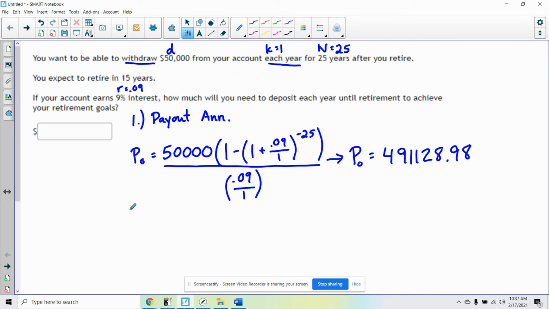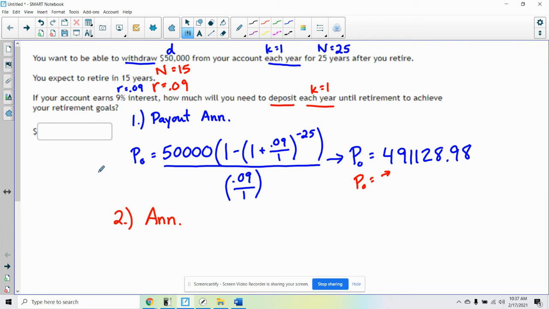So then there's a second part here. Part two is saying how much should I deposit each year until retirement? So this is going to be an annuity problem. I'm depositing multiple times. So now my R is going to be 0.09. I'm going to write it in red now just so you see, 0.09. My N, because I'm retiring in 15 years, is going to be 15 now. K is still 1. And my P sub 0 is that. Now I'm looking for D.